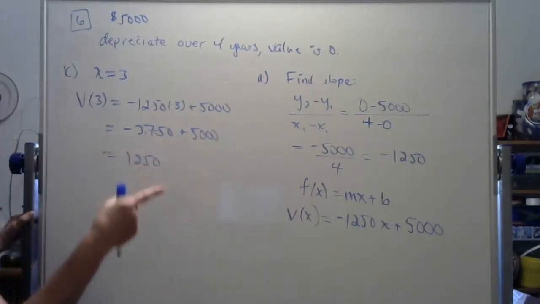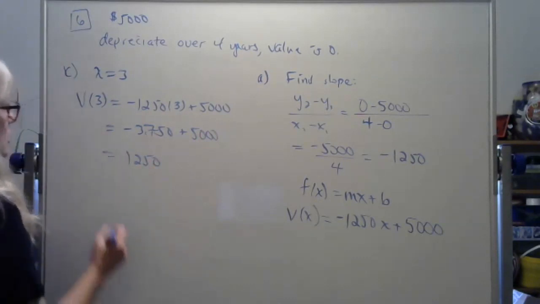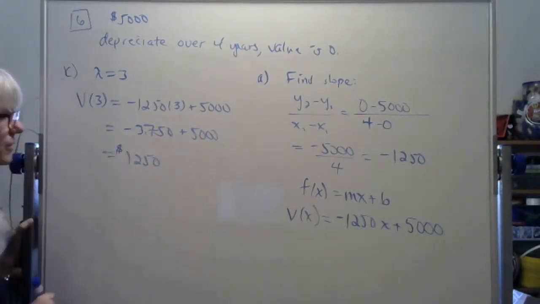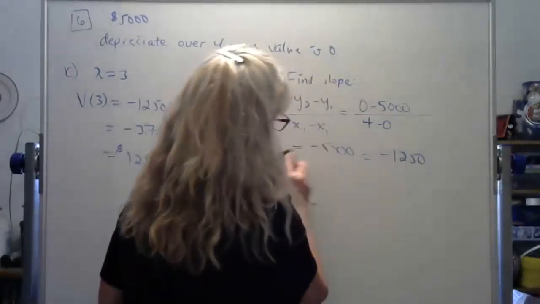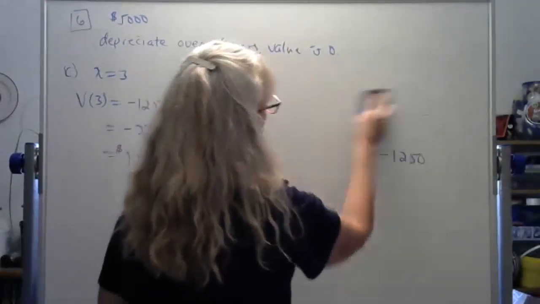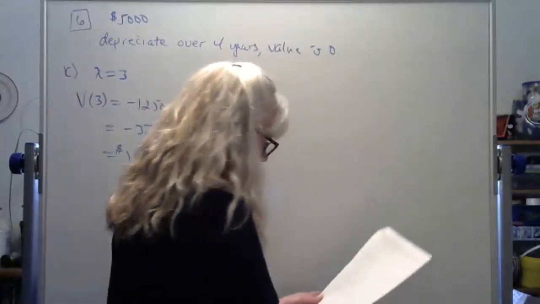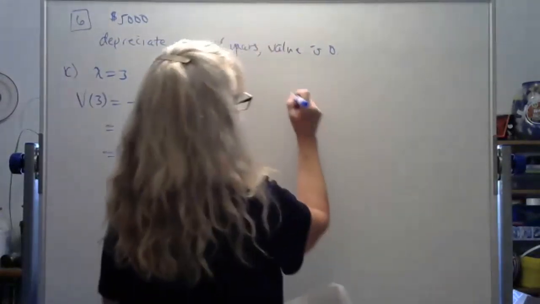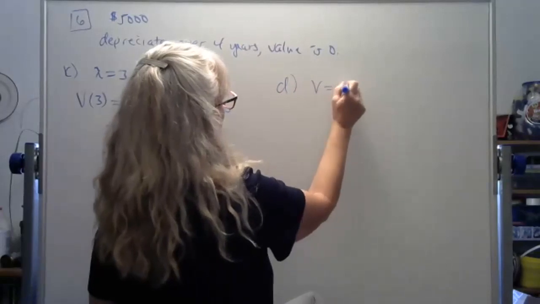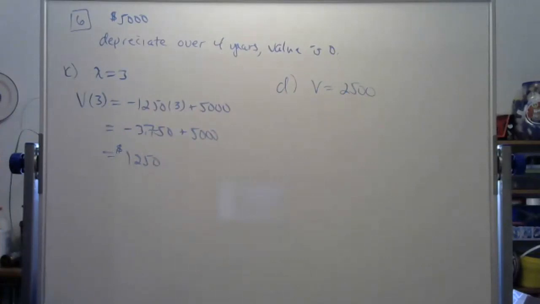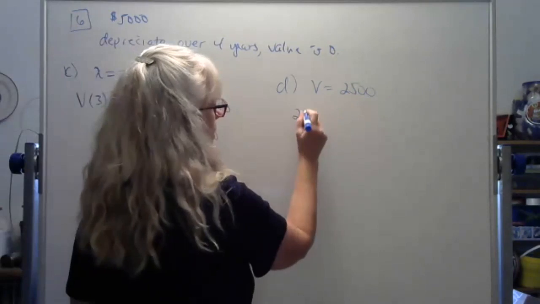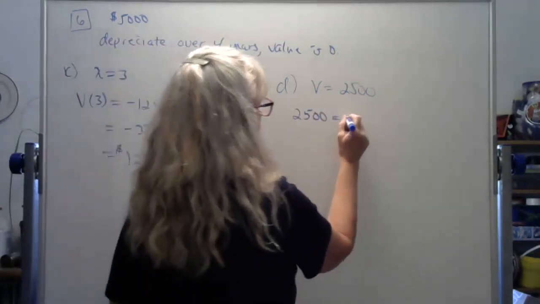You can walk this through just in terms of logic and get there. So we know that after 3 years, the machine's only worth 1250 on my taxes. And then the last part, part D, asks us, when will the machine be worth 2,500? So when will the value be 2,500? So am I plugging 2,500 in for x? No. No, we're setting the function equal to that, because that'd be 2,500 years, which doesn't make sense for anything.